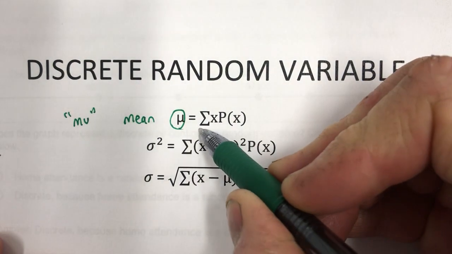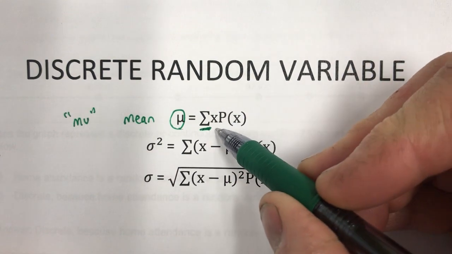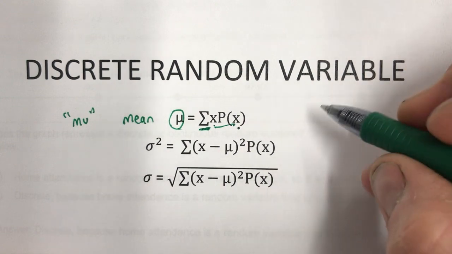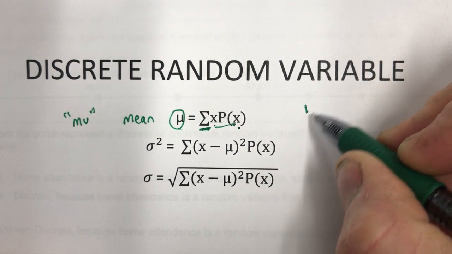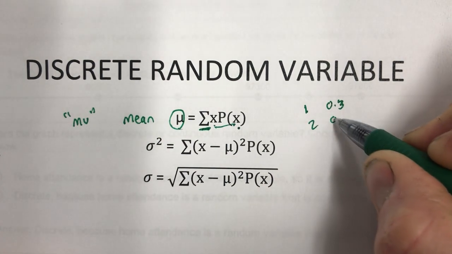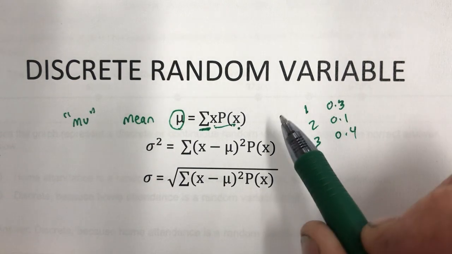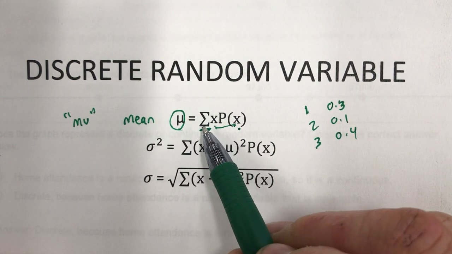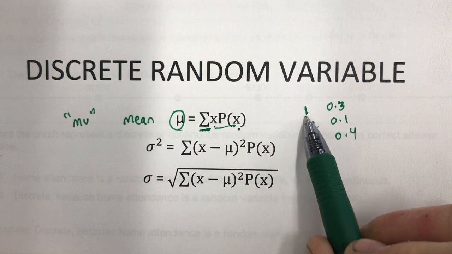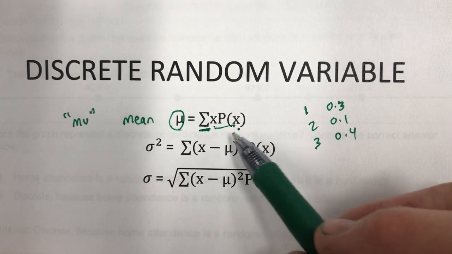And it's this sigma. This little sign means you're adding up all these right here. So each x times its probability. So like 1 has a probability of 0.3. 2 has a probability of 0.1. 3 has a probability of 0.4, and so on. So this means I would sum up, or add up, each x times its probability. So I would do 1 times this, 2 times this, 3 times this, and I would add all those up. That's what this means.